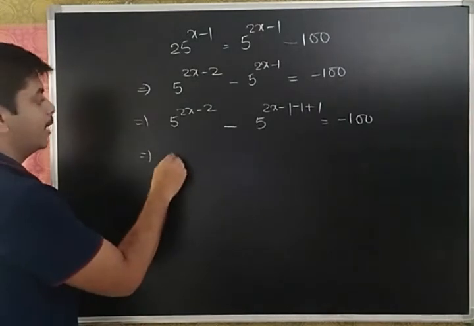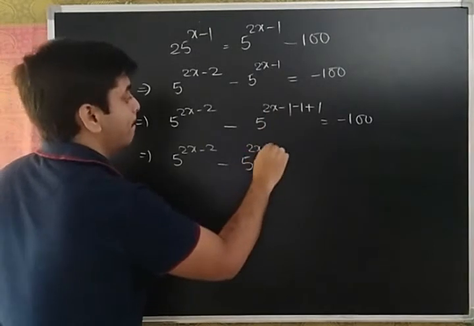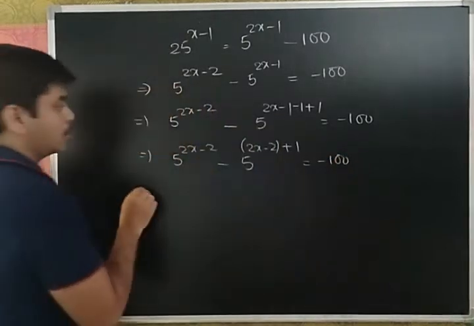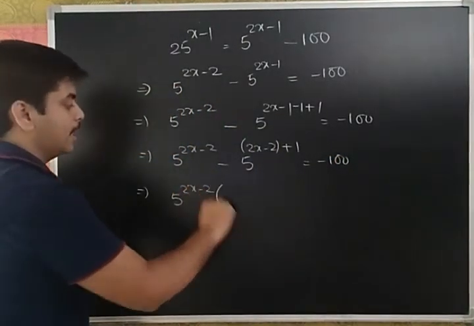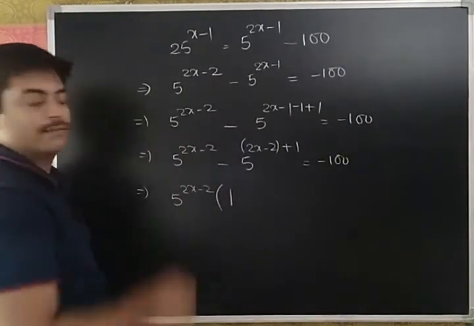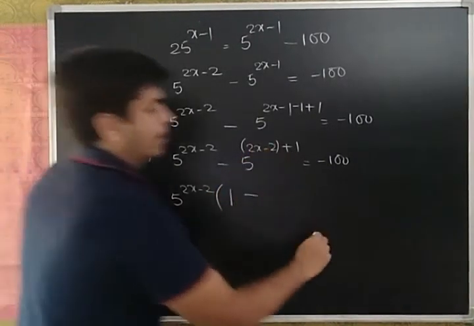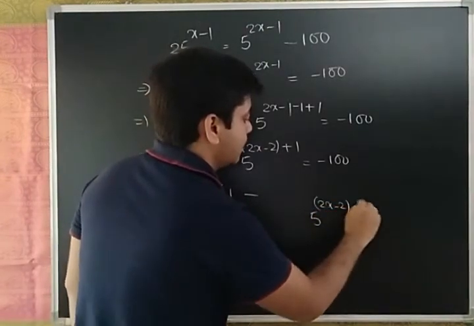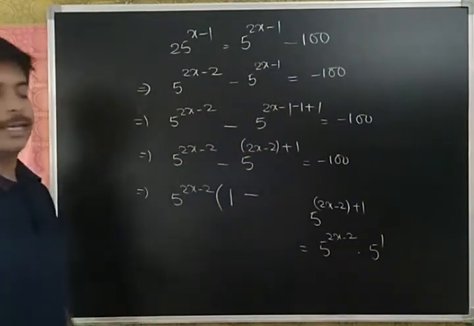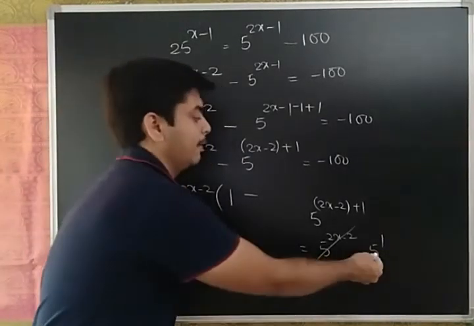So I will write this as 5 power 2x minus 2 minus 5 power 2x minus 2 plus 1 is equal to minus 100. So I will take 5 power 2x minus 2 common. If I take 5 power 2x minus 2 common, I will be left with 1 here. Everything I have taken common, so only 1 will be left. Minus, see, this is 5 power 2x minus 2 into 5 power 1. 5 power 2x minus 2 plus 1 is actually equal to 5 power 2x minus 2 into 5 power 1. Correct. A power m plus n is a power m into a power n. So now I am taking this term common, so we are left with 5.